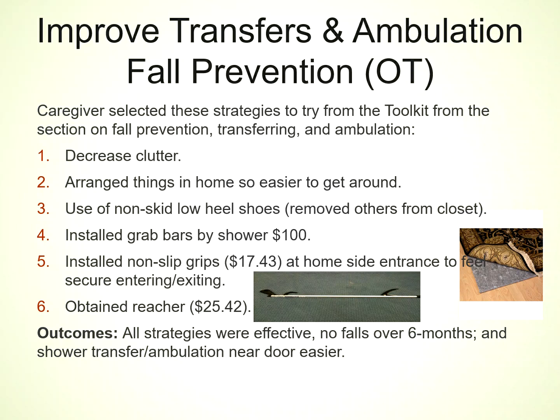installing non-slip grips at home by the side entrance so she could feel secure when entering and exiting, and obtaining a reacher for $25.42. The outcomes from all of this care was all strategies were effective, and she had no falls over 6 months, and the shower, transfer, and ambulation near the door became easier. For this part of the care plan, an OT was used, so you can see there was quite a significant improvement in the participant's function.